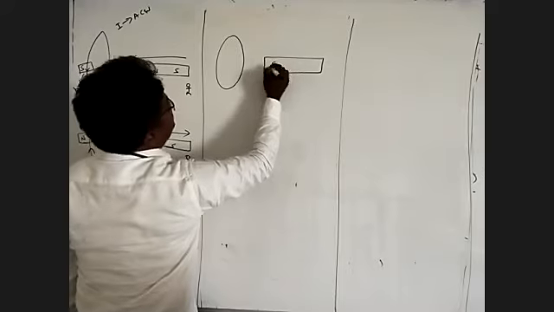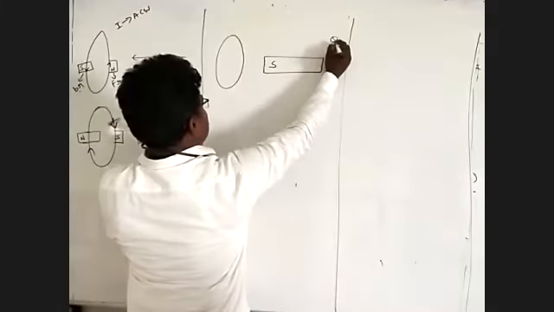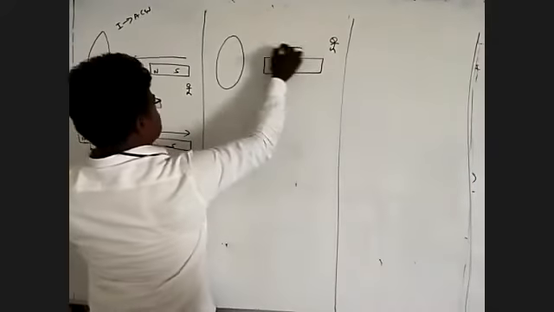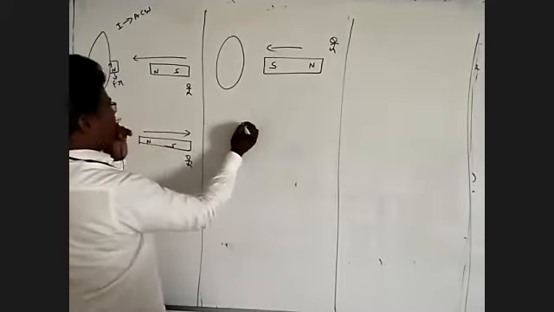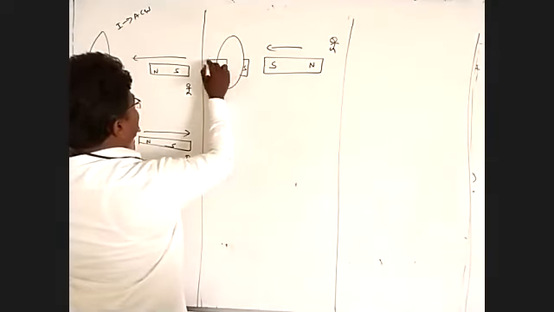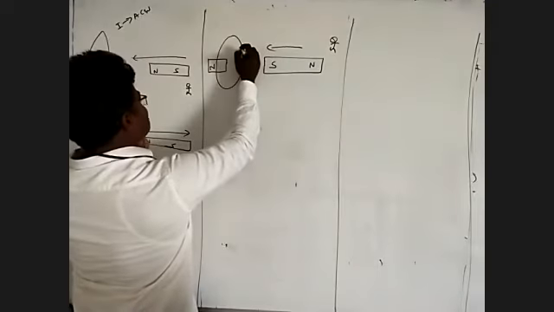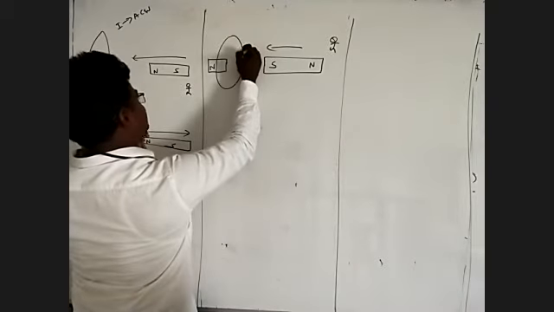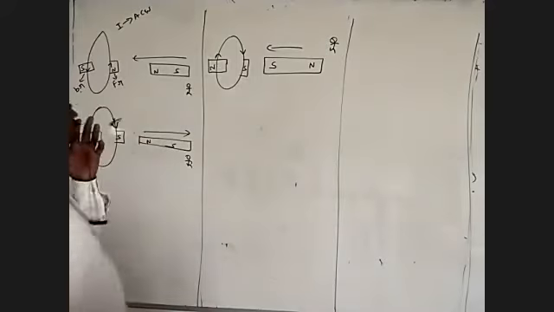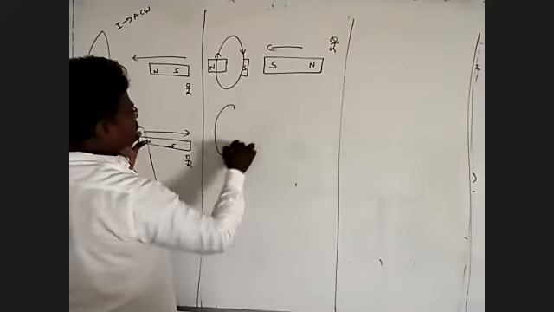The south pole of the bar magnet is moving towards the coil. The observer is standing in front of the coil. The front ring acts as a south pole, and the back ring acts as a north pole. Since the observer is standing in front, the current flows in the clockwise direction.